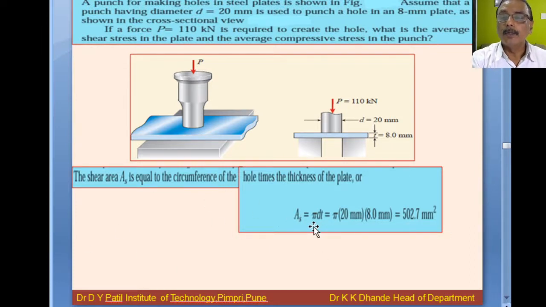So put the values here: pi, diameter of the punch is given as 20 mm and thickness is given as 8 mm. So the answer, shear area is equal to 502.7 mm square.